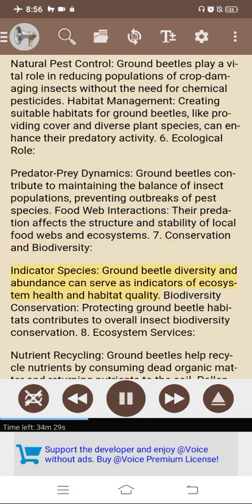7. Conservation and biodiversity. Indicator species. Ground beetle diversity and abundance can serve as indicators of ecosystem health and habitat quality. Biodiversity conservation. Protecting ground beetle habitats contributes to overall insect biodiversity conservation.